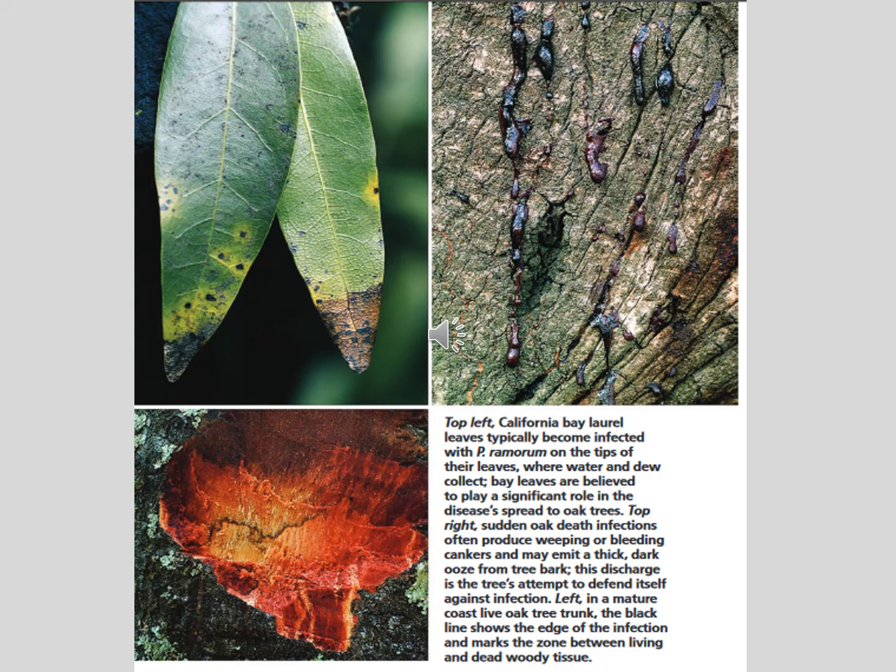Here are some of the symptoms you'll see on trees other than coast live oak. There's similar symptoms between all the species, but you get that bleeding, cracking of the bark. And remember, the bark of a tree is the primary physical or mechanical protective organ of that organism.